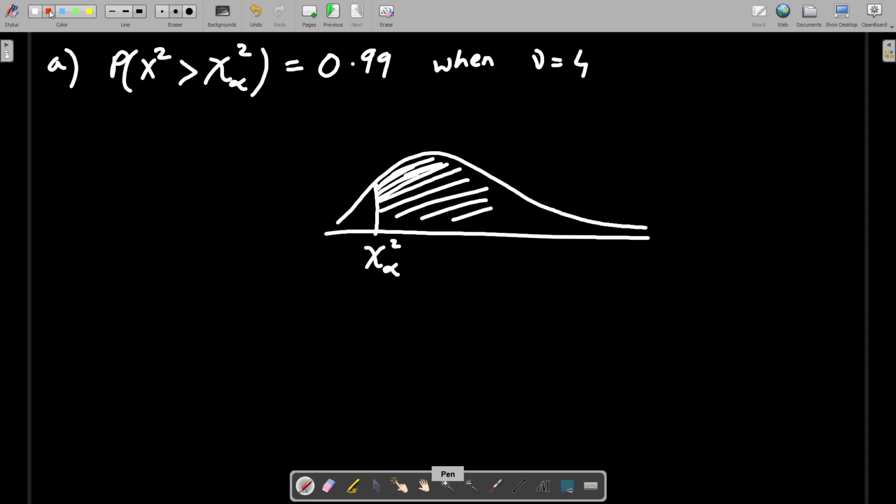So this region over here is 0.99. All the shaded region of what I'm going to draw here is going to be 0.99 value, out of 1. So what remains on this side is only 0.01. Clear? The unshaded region.